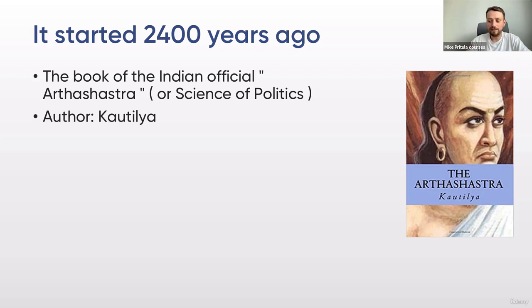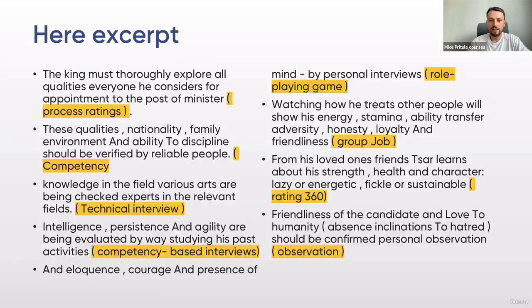In general, people started paying attention to competencies quite a long time ago. The first such mention that was discovered was 2,400 years ago. It was written in a book by an Indian official, Kautilya. He made recommendations on how the king should choose people, and clearly describes what qualities, knowledge, abilities, skills, and characteristics a person needs in order to be a successful official, and how to evaluate it all.